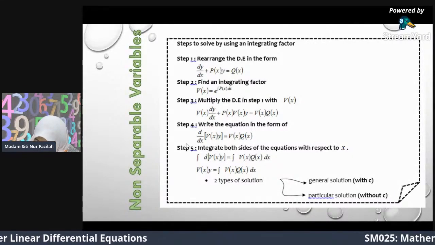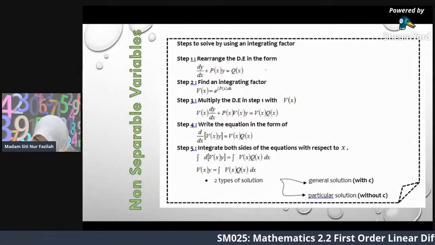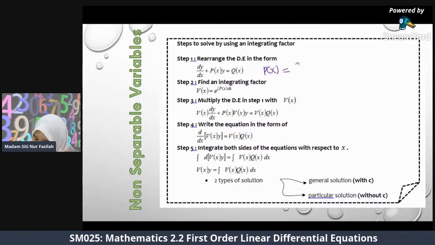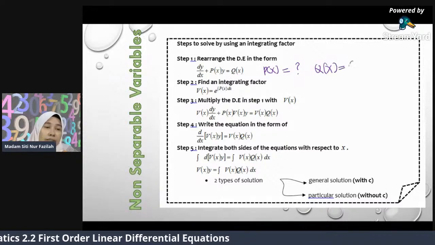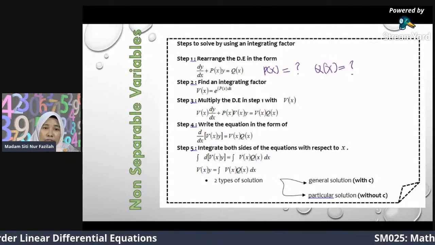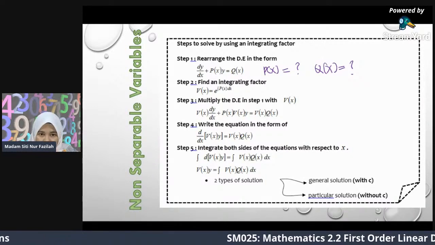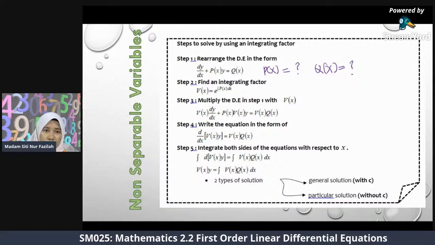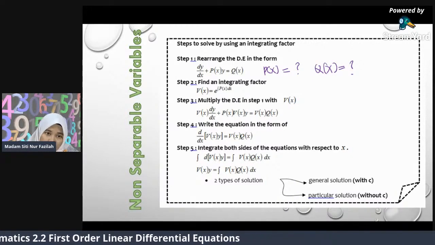For step one, we also need to carry out the P(x). What is the function P(x) and the function Q(x)? We need to list down the function P(x) and function Q(x) by comparing with the standard form. That's for step one.